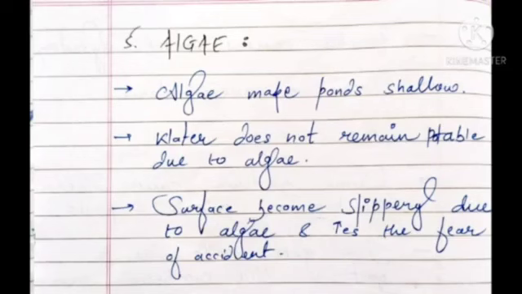Last, fifth one, algae. Algae make ponds shallow. Water does not remain potable due to algae. Surfaces become slippery due to algae and increase the fear of accidents.